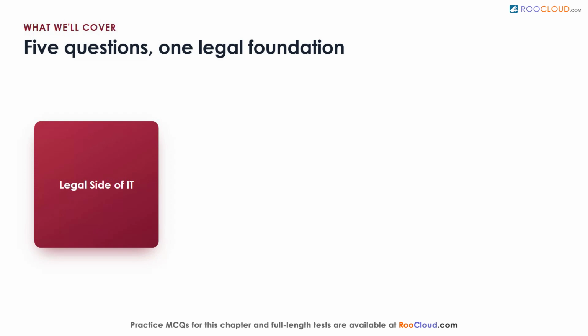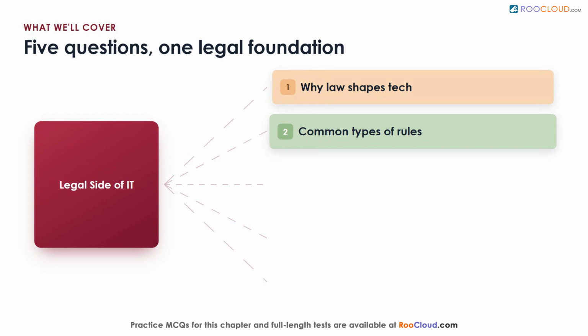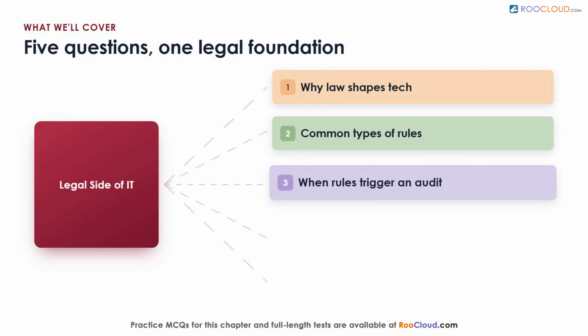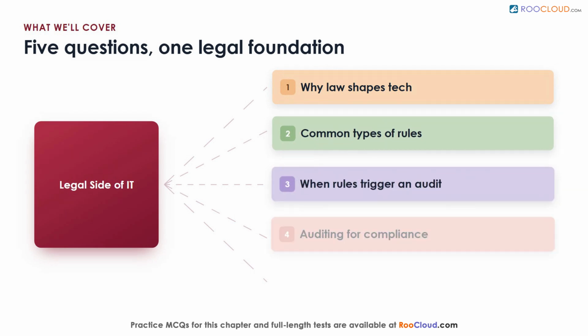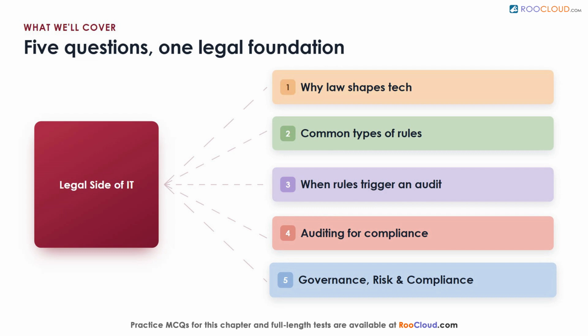We'll work through several questions. Why do laws and regulations shape how you run technology? What kinds of rules show up most often? What happens when those rules trigger an audit? How do you audit for compliance well? And what does the phrase governance, risk, and compliance really mean?